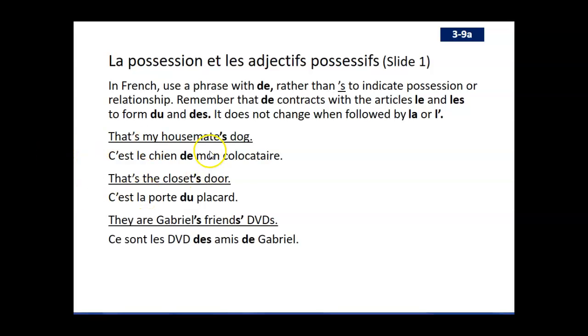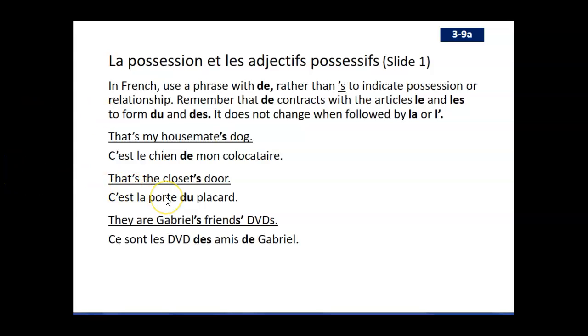Okay, mon, as we're going to find out very soon, means my, and it's the masculine form of my, because colocataire in this case is referring to a male housemate or roommate. So the adjective that comes before that for my is the masculine form.